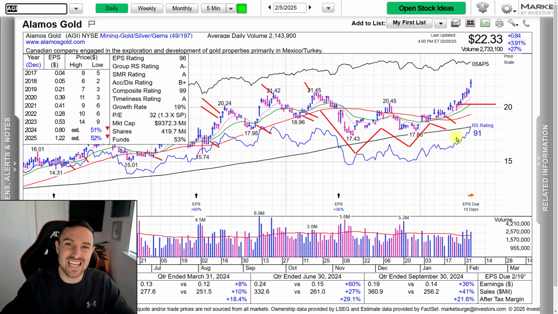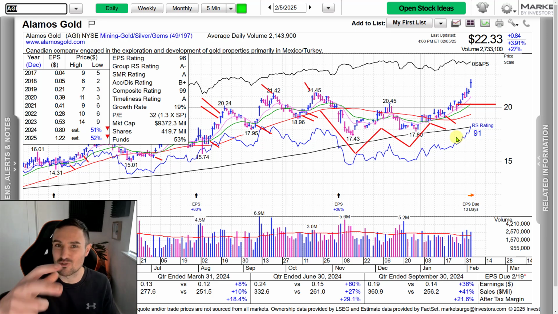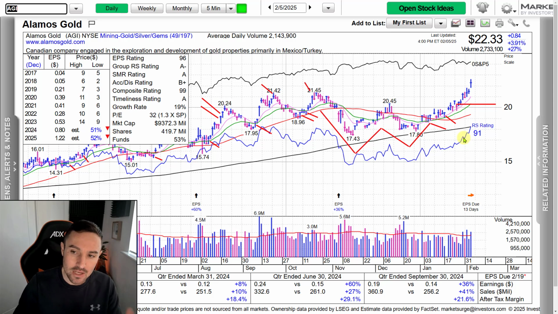Again, commodity stocks will tend to mean revert a fair bit as well, so I'd rather trade these type of setups on pullbacks as opposed to chasing strength on these. Okay, something to note here, this is the relative strength line, this blue line. Now this is versus the S&P 500.